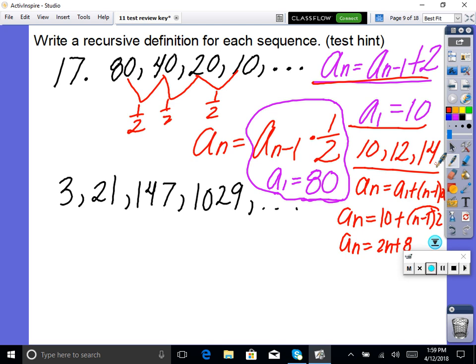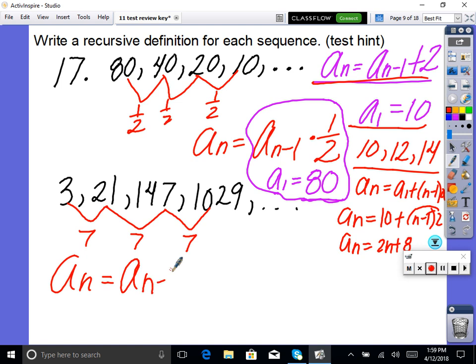Okay, write a recursive definition for each sequence. So if you look at this one, we have a common ratio. Divide that by that, you get 7. That divided by that is 7. That divided by that is 7. So our a sub n would be equal to we take the previous term, and we times it by 7. And then we would have to say we're starting with a sub 1 is 3.